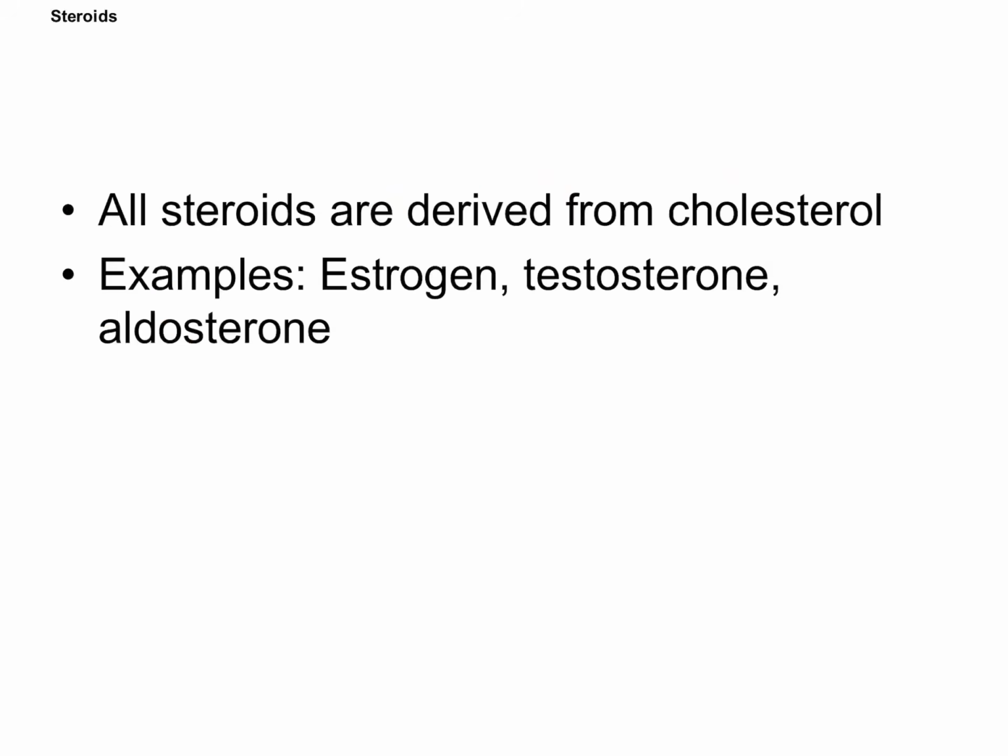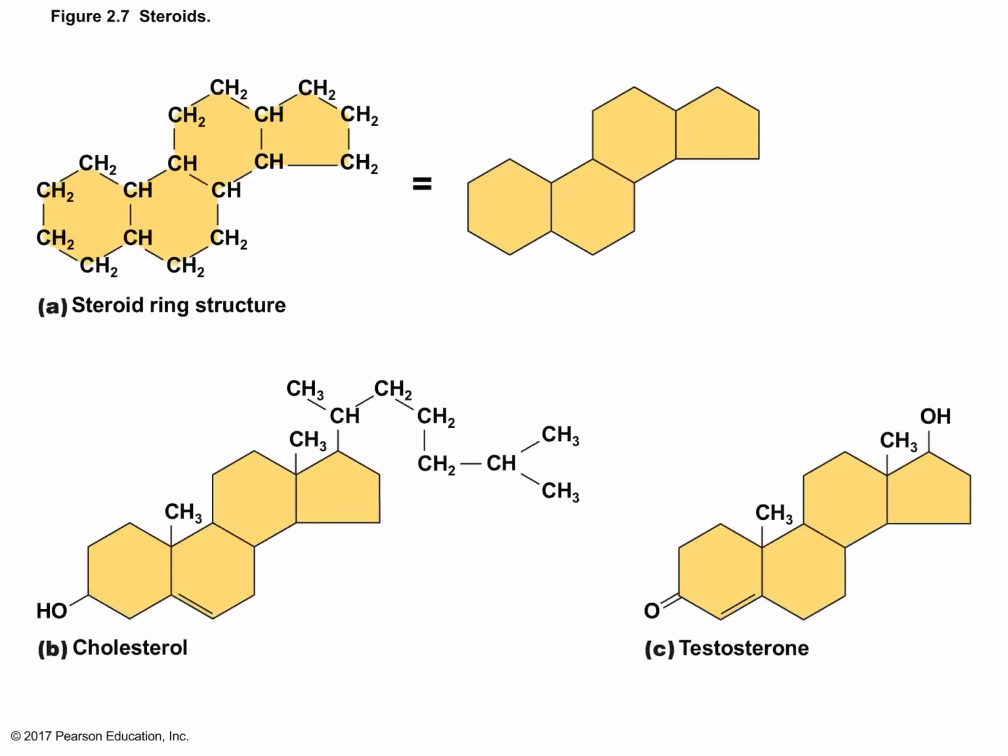All right, moving on to steroids. So steroids are molecules that are derived from cholesterol. These are some examples. These are hormones: estrogen, testosterone, and aldosterone. But let me show you that they all have the same basic shape.